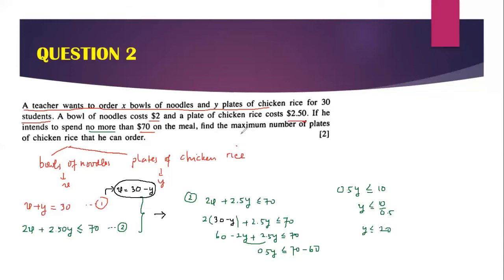The question is the maximum number of plates of chicken rice. The maximum is 20 plates, less than or equal to 20. So the maximum is 20, right? Is it clear to you? Clear, sir. So the maximum is 20 plates of chicken rice that he can order.